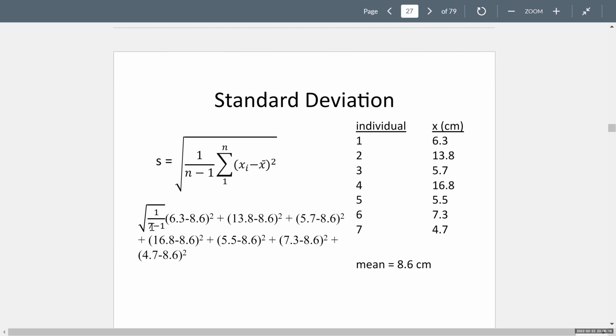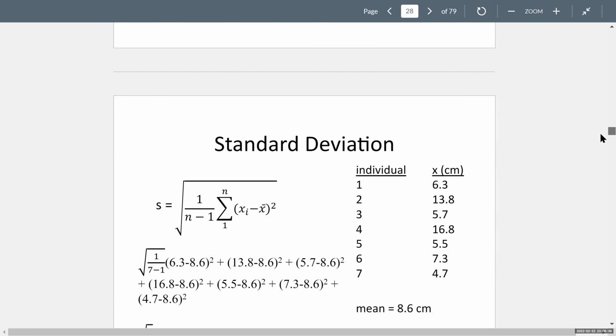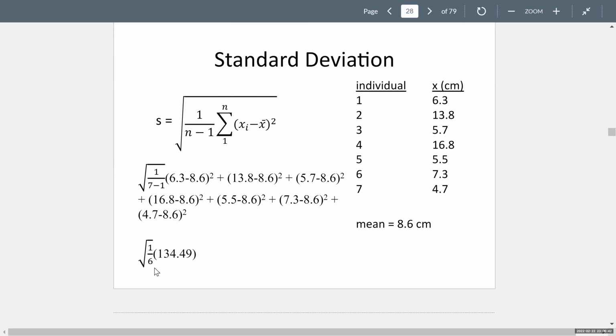And this square root is encompassing all of these terms. So we want to do all the squarings and all of the addings. And then we're going to divide by 6 and take the square root of the whole thing. So we'll go through the rest of the steps in these next couple slides. All right, so this is going to simplify to 1 divided by 6 times 134.49, and you're going to take the square root of that whole thing. And so make sure for all your terms, all these subtraction and squaring terms, that you end up getting 134.49.